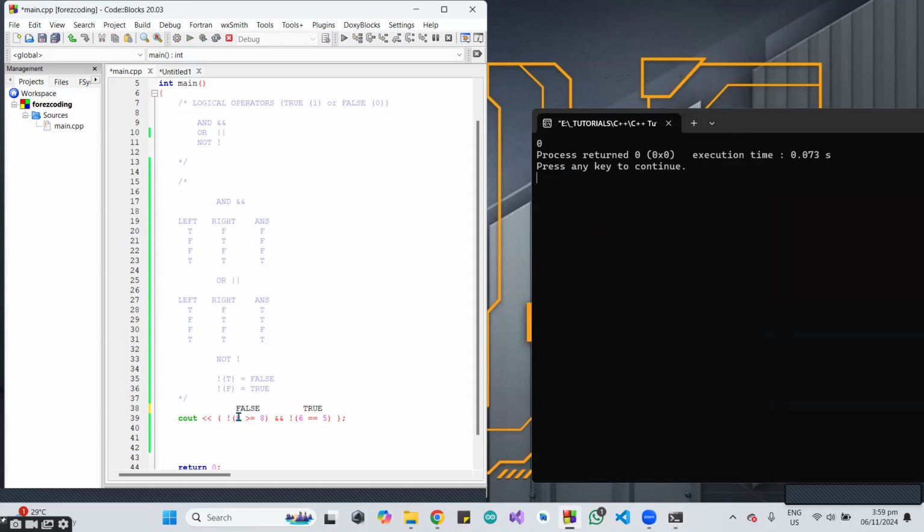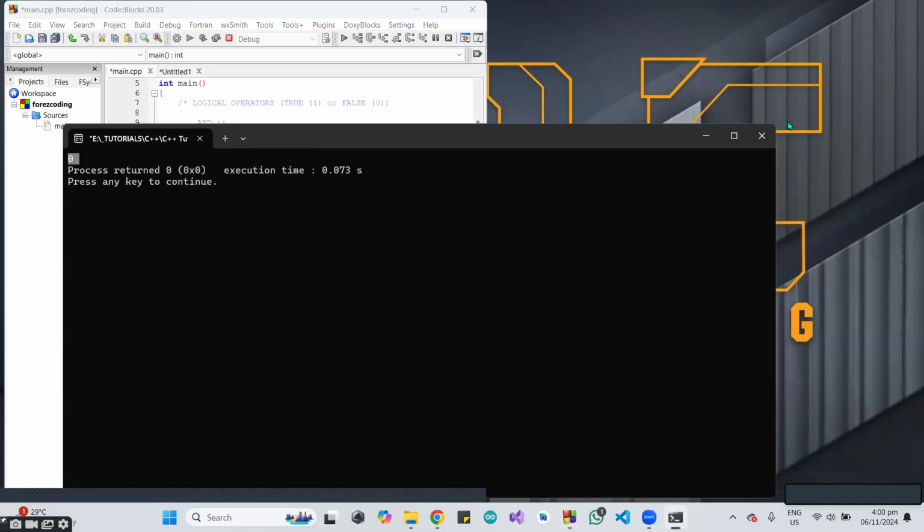Right. So we have here 8 is greater than or equal to 8. That is true, but we have here not, so we will have the final answer as false. And then 6 is equals to 5. That is false. We have here not. Therefore, the final answer is true. And because we are using AND logical operator, false and true. So the final answer is false.